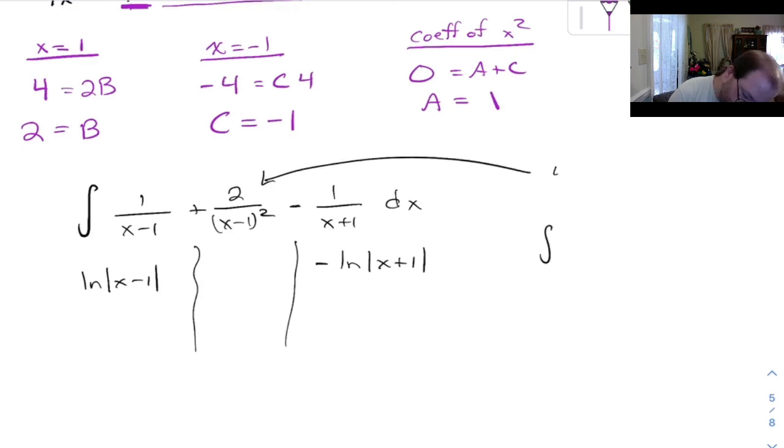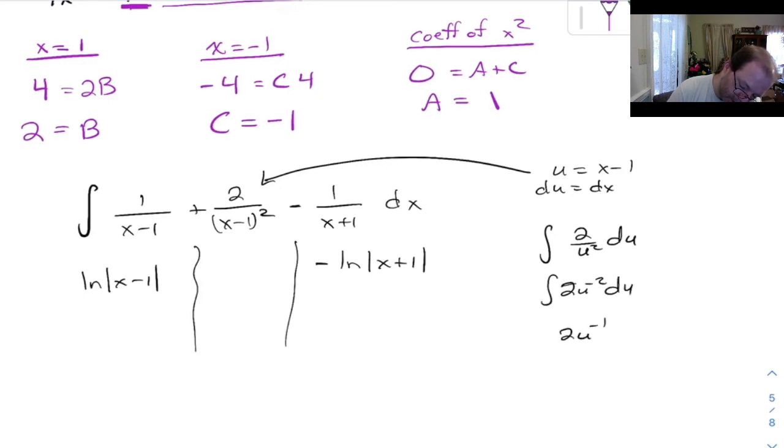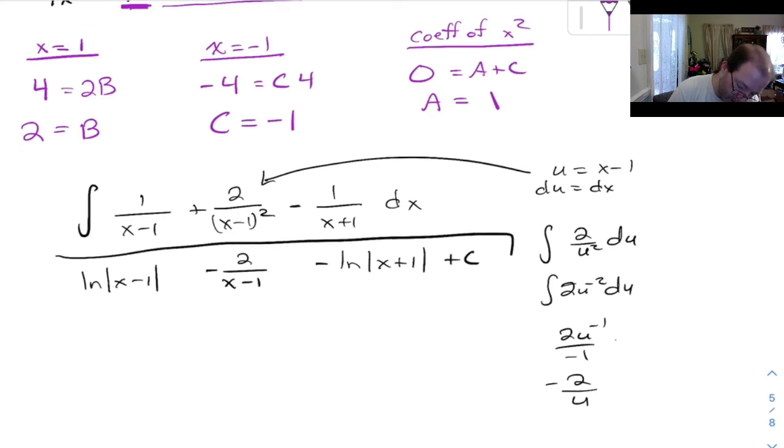Just for this guy, if you let u equal x minus 1, du is dx. So you've got 2 over u squared. That's 2u to the minus 2. So that's 2u to the minus 1 over negative 1. So that's negative 2 over u. So this is minus 2 over (x minus 1). And I'm going to erase these little lines that I drew between here. And I get plus C over here. And that's my answer.